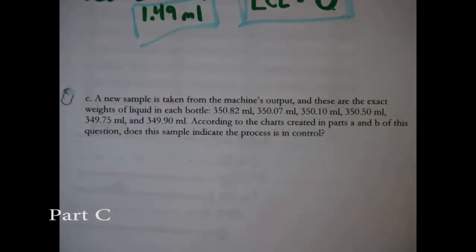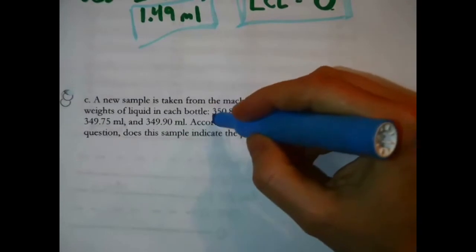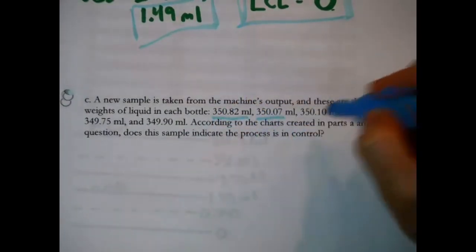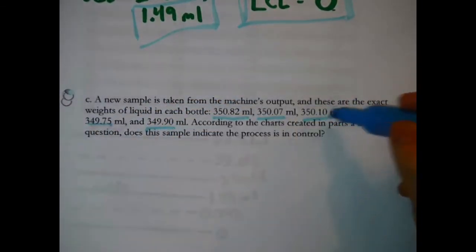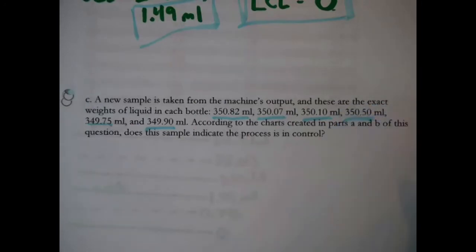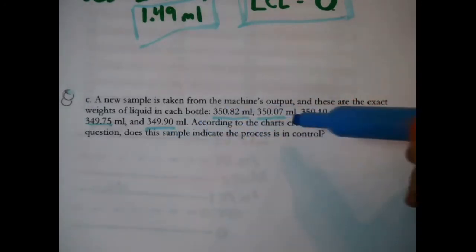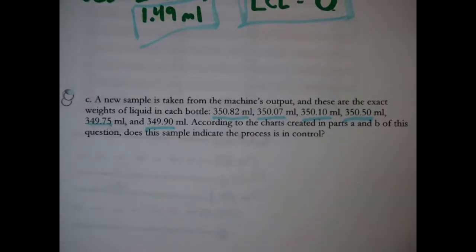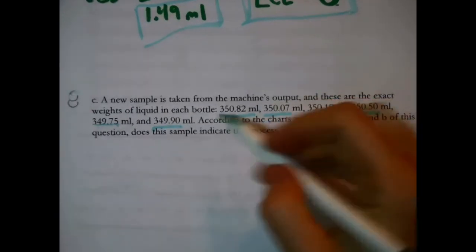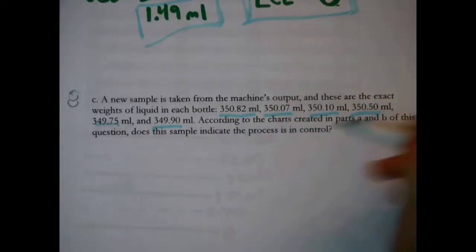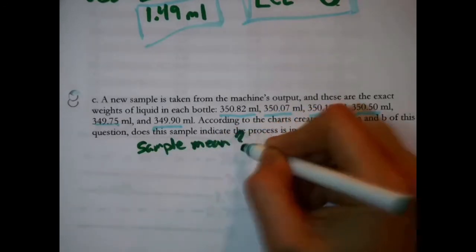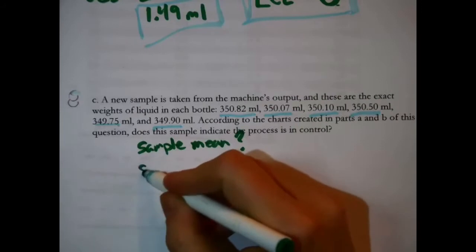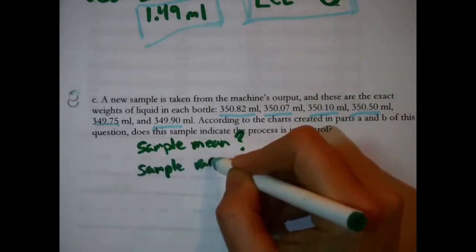A new sample is taken from the machine's output, and the exact weights of the liquid in each bottle, notice there's 6 of them, is that data point, this one, this one, this one, and this one. According to the charts created in parts A and B, I sketched them, does this sample indicate that the process is in control? In order to use this information, this is a sample, but they're just telling us the 6 data points. We need to first determine the sample mean, which is to say the average of these numbers, and determine the sample range.